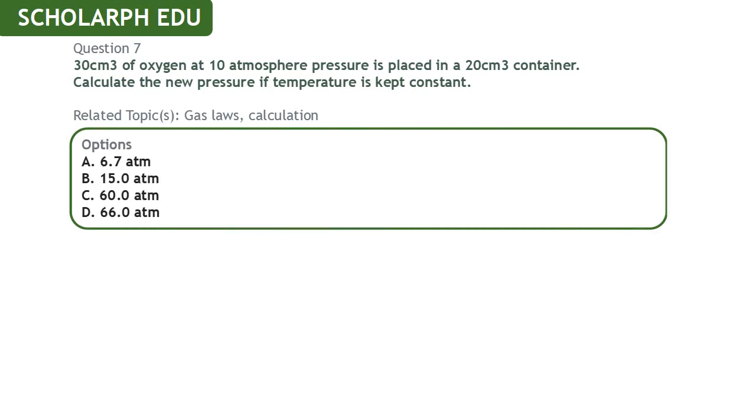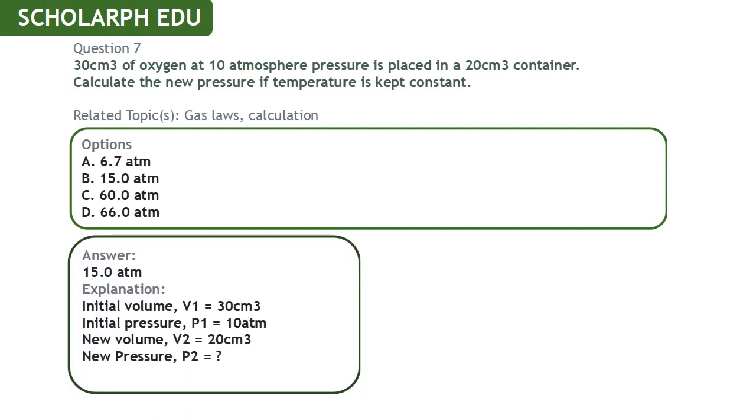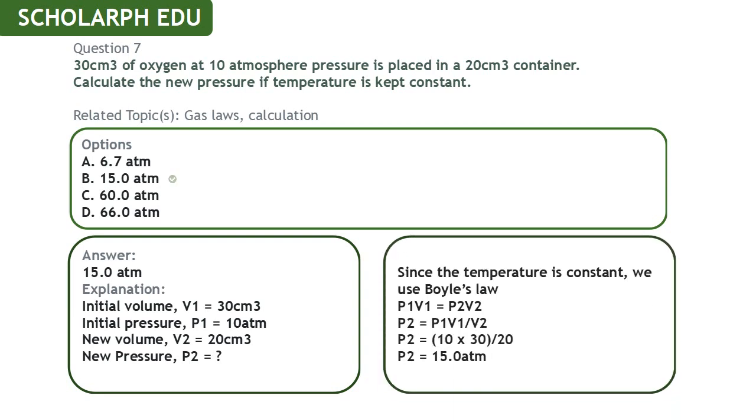Next, on gas laws: 30 cm cube of oxygen at 10 atmospheric pressure is placed in a 20 cm cube container. Calculate the new pressure if temperature is kept constant. Alright, so here we are going to be applying Boyle's law, because this has to do with varying volume and pressure at a constant temperature.